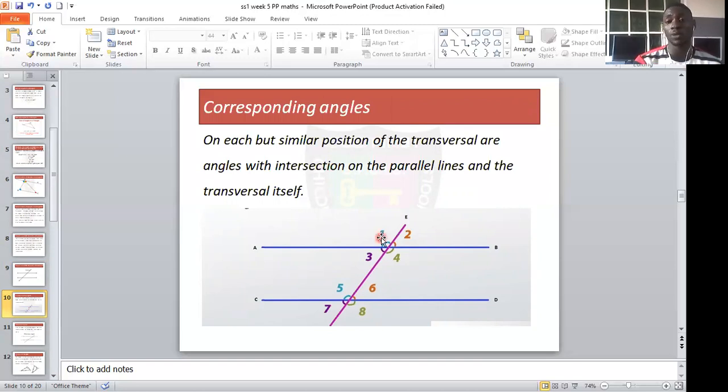We use color to indicate the corresponding angles here, to show that this one corresponds to this one. That's it. Look at the explanation very well. On each line, but in a similar position, are the angles formed there.